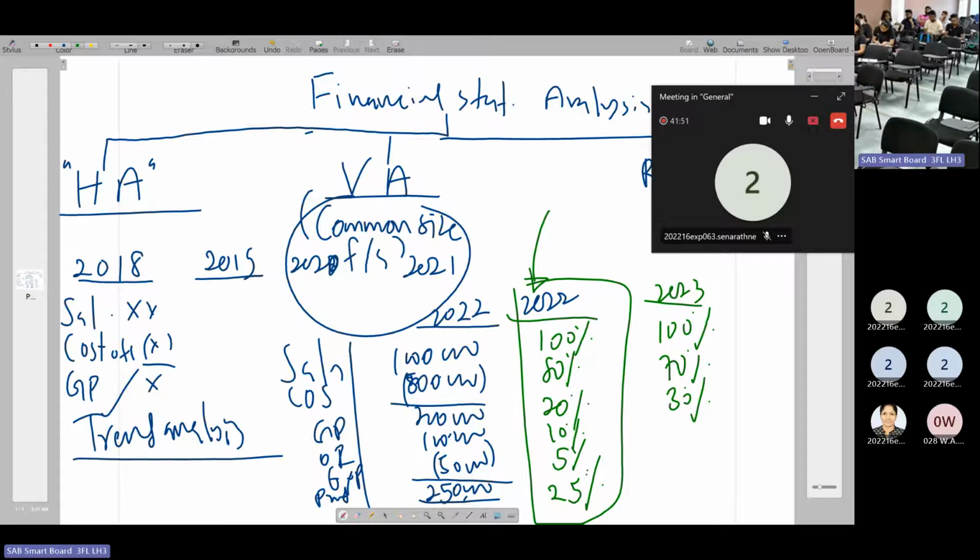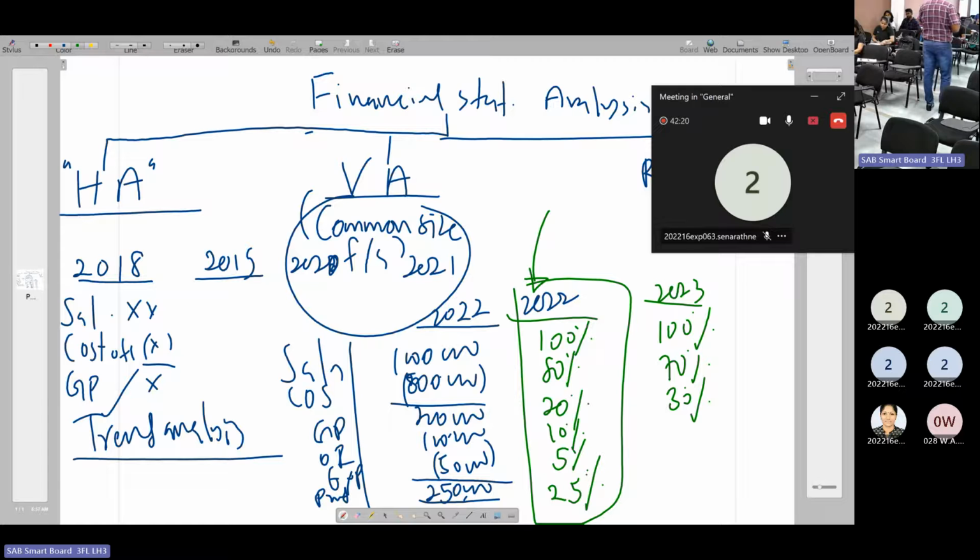Now, third one. That is ratio analysis. In ratio analysis, I am not using PowerPoint. So we have to have a discussion. You need to discuss, you need to argue, right?